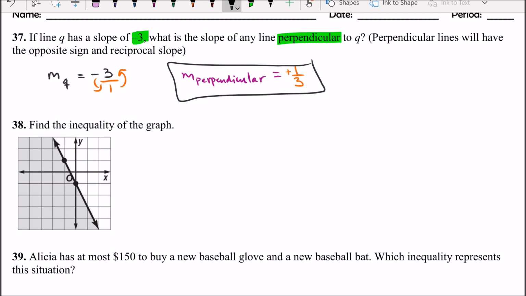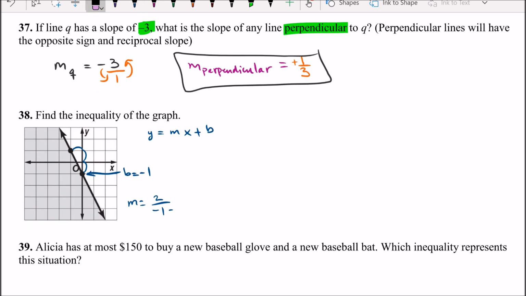Find the inequality of the graph. So first of all, like the regular equation, y equals mx plus b, your b is negative 1. Your slope, we go up 2 over 1. So for m, you go up 2 and to the left 1, so it's going to be negative. So your slope will be negative 2. Okay, for some reason we have a lot of negative 2 as a slope. So the equation will turn into y equal to negative 2x minus 1.